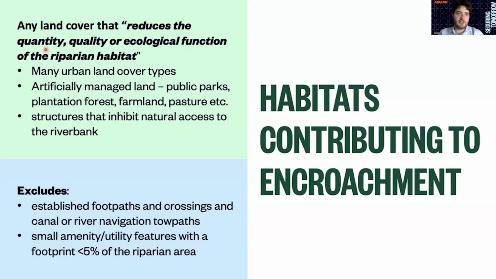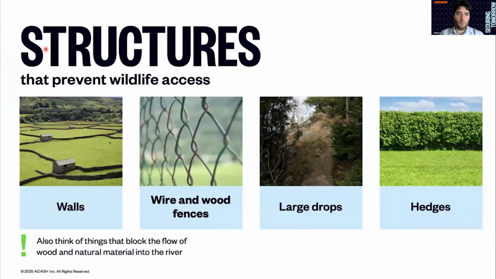And finally, structures that inhibit the natural access to the riverbank are also forms of encroachment in that riparian zone, or indeed in the channel zone if it's on that bank face. So what that means is that walls, like wire and wood fences, or large drops, especially around sheet piling that you might get reinforcing the side of the river, all of that impacts the ability of animals and even plant life to traverse from the riparian zone into the channel. So all of that counts as encroachment. And even hedges, especially where they're dense, can count towards encroachment, because it's not just about animals getting into the river or out of the river.